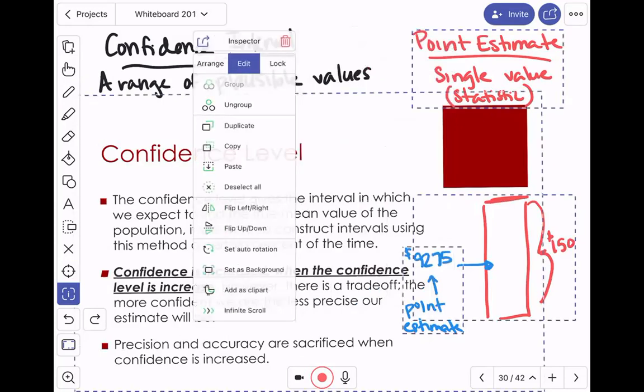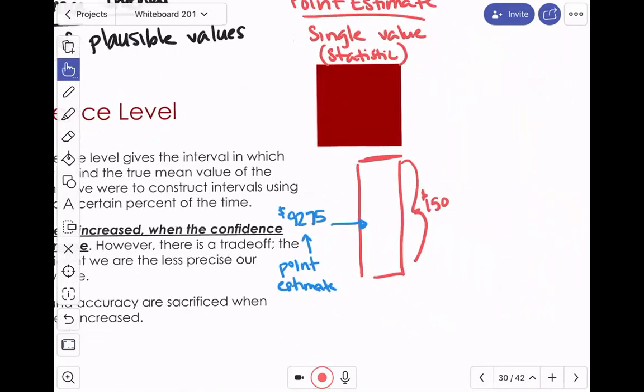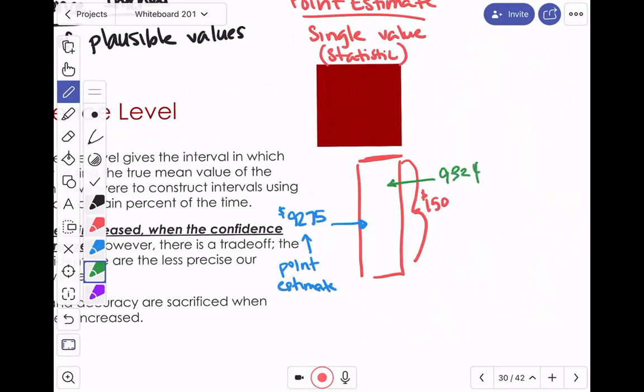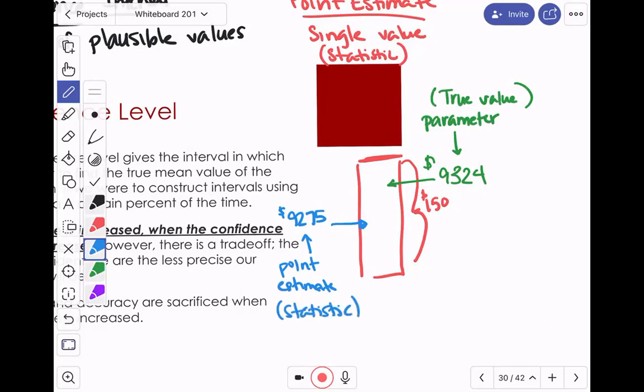Let me group these. All right, so the exact price was somewhere up here. I think it was 9,324. Let's say it was 9,324. It doesn't really matter. That's the exact price. This price right here is what we call the true value. This is also known as a parameter. Remember, the parameter is the true value from the population. The point estimate is known as a statistic, and this is a guess of the true value. The goal here is to put the parameter inside of that interval using the point estimate.